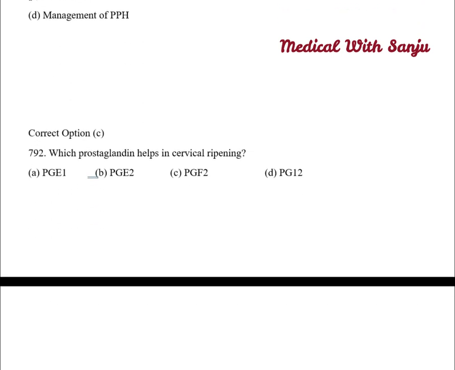Question number 792. Which prostaglandin helps in cervical ripening? Option A, PGE1. Option B, PGE2. Option C, PGF2. And option D, PGI2. Two analogs of prostaglandin, that is PGE2 and PGF2 alpha, are used to produce oxytocin effect on the pregnant uterus. PGE2. Option B is the right answer. One is PGE2 and the other is PGF2 alpha.